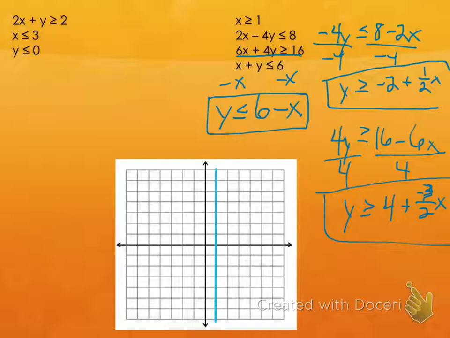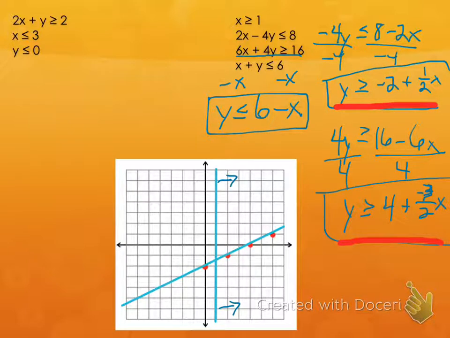Since this is x is greater than, I'm going to shade to the right. Then when I graph the second one, y is greater than -2 plus 1/2 x. So I start at -2, go up 1, right 2, up 1, right 2, up 1, right 2. Graph my line. Something like that. Third one down here, which is y is greater than or equal to 4.